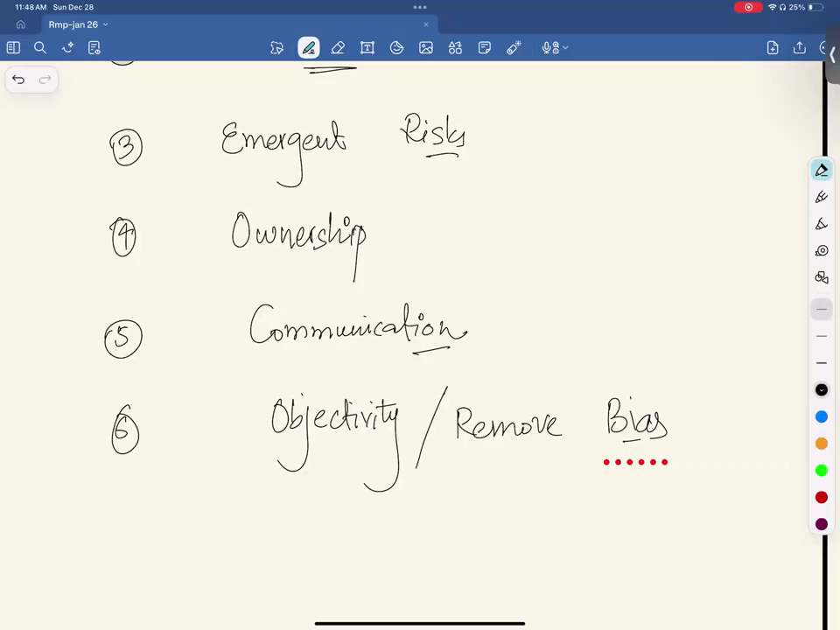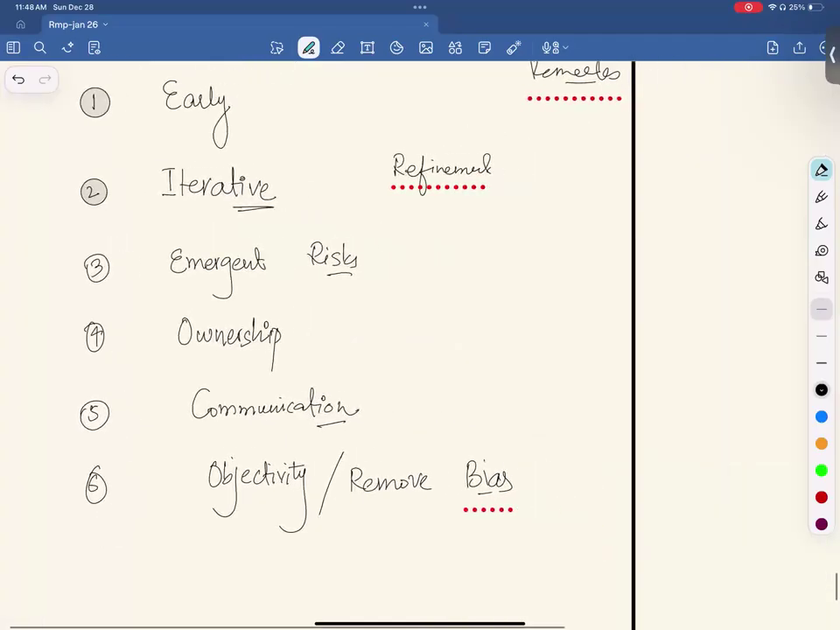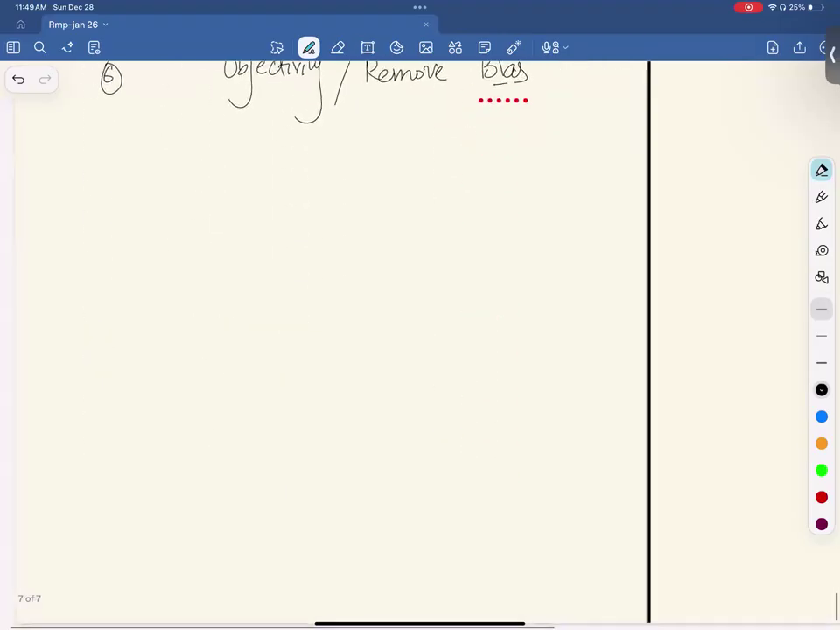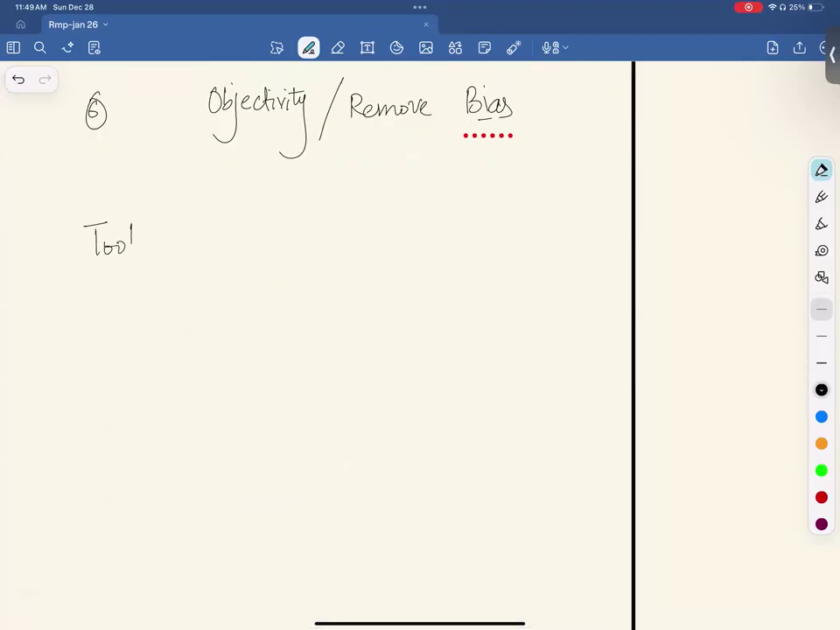So, identify risk early, do it again and again, look for emergent risk, assign ownership, communicate to everybody, and bring some objectivity into the system. Otherwise, it would be very challenging for you to define your risk management structure. I hope it is clear. These are some of the best practices that we follow. Now, what are the tools and techniques that we use? Is it clear, everybody? I hope you will not forget this subjectivity and objectivity.